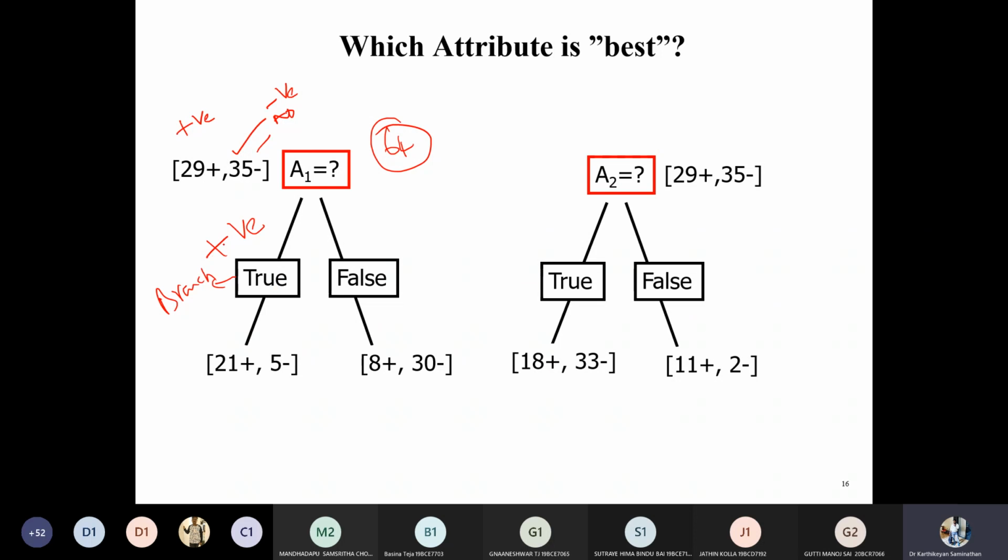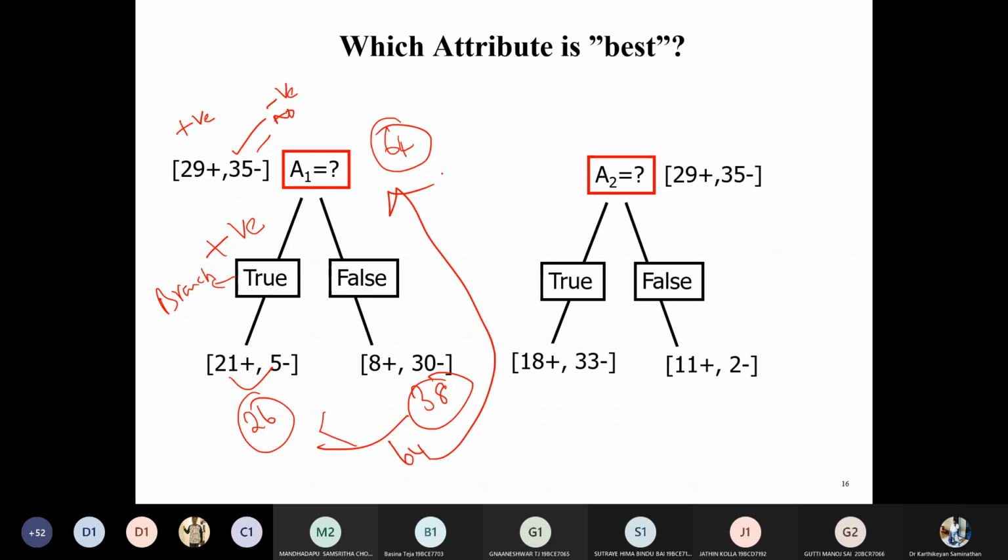True is not like only positive. In this branch, you have two categories, 21 plus and 5 minus. So here 26 instances were there. Here 38 instances were there. When you add both, you will get 64 instances. That is what this one is.